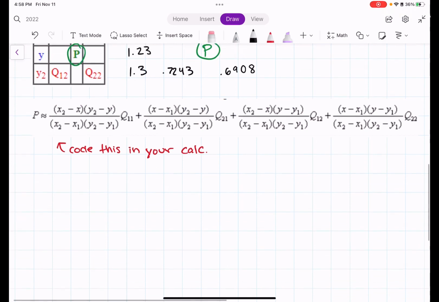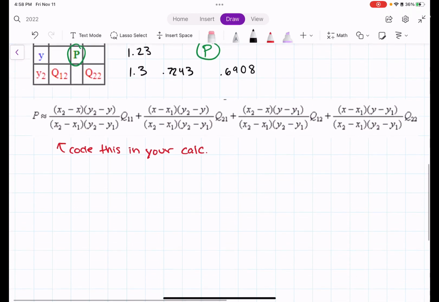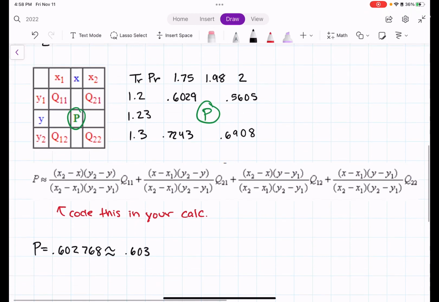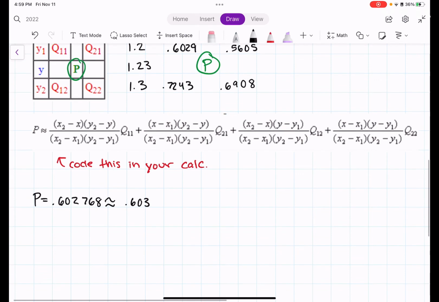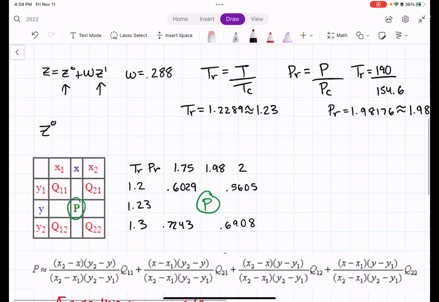If you do that and you plug in Q11, Q21, Q12, and Q22, you get that P is equal to 0.602768, which is about 0.603. So my Z naught value at 1.98 and 1.23 is 0.603. Perfect. That's part of our equation.